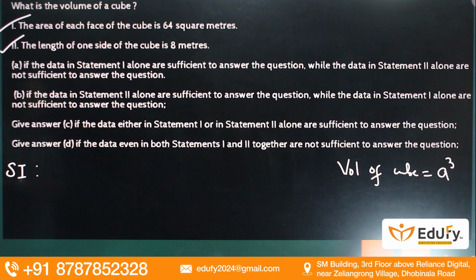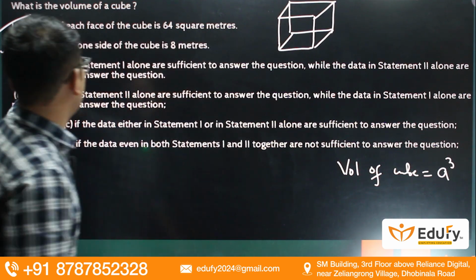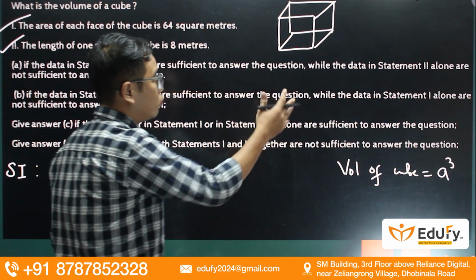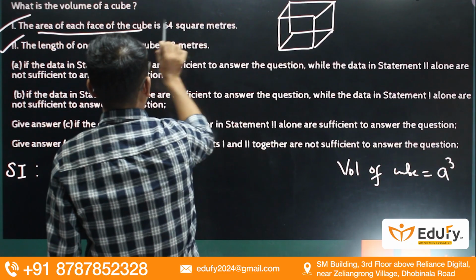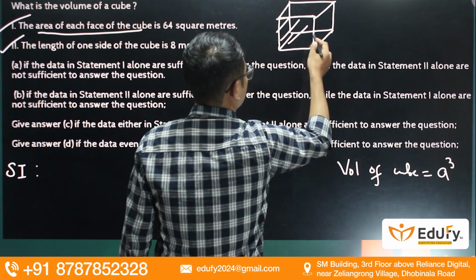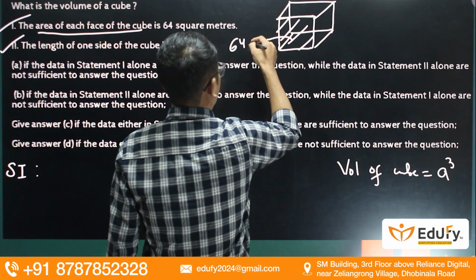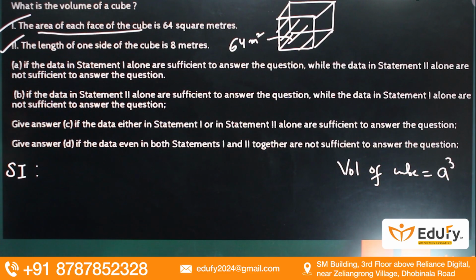Now, the area of each face of a cube is 64 square meters. When we make a cube, the question here is the area of each face. Since it's a cube, we know all the faces are equal, and they said the area of each face is 64. Let me take this face, for example. This is 64 meter square. This is the area, and obviously each face of a cube is the shape of a square.